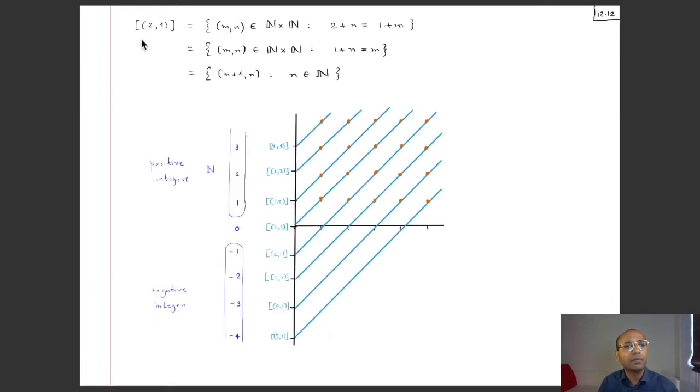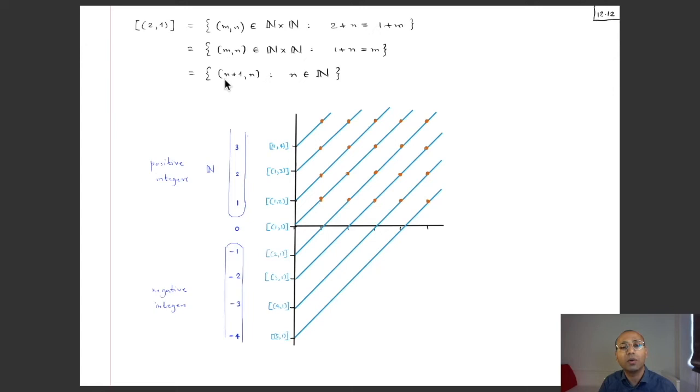So as another example, let's consider the integer, which is the equivalence class containing the ordered pair 2 comma 1. Well, what is that? It's the set of all m comma n's, where m and n are natural numbers, such that 2 1 is related to m n. So that means that 2 plus n is equal to 1 plus m. Okay. Now this 2 is really the successor of 1. So that's 1 plus 1. So one of the 1's will cancel on both sides, leaving 1 plus n is equal to m. So the m here is really n plus 1.